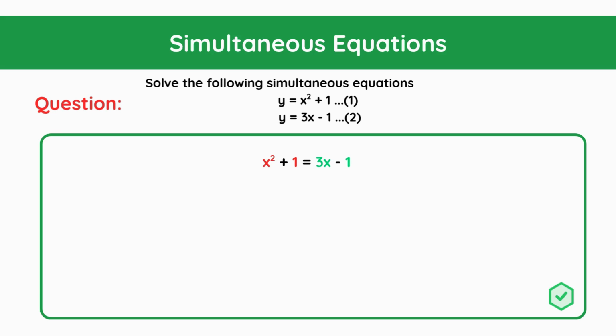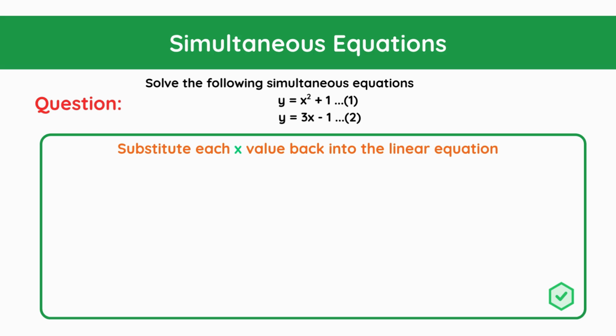Now rearrange everything to one side to form a quadratic equation. x squared minus 3x plus 2 equals 0. Now factorize the quadratic. x minus 1, x minus 2 equals 0. So x equals 1 or x equals 2. But we are not finished yet. We also need to find the corresponding values of y.